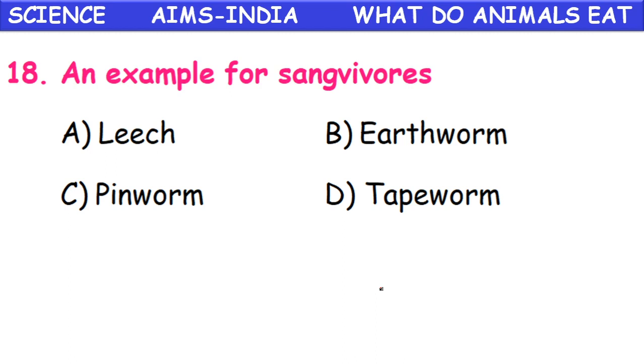An example for sangvivores. What are sangvivores? Sangvivores feed on blood. The animals which feed on blood are called sangvivorous animals. Here leech, earthworm, pinworm, tapeworm are given. Pinworm and tapeworm are intestinal parasites. Earthworm lives independently and is not a parasite. Whereas leech is an ectoparasite which sucks the blood of vertebrates with the help of suckers. So here the example of sangvivore is leech.